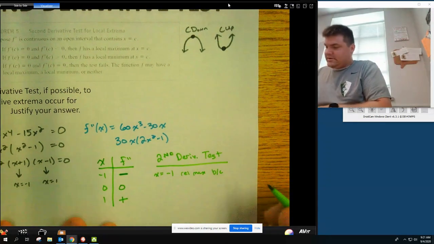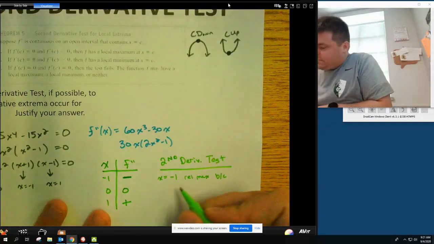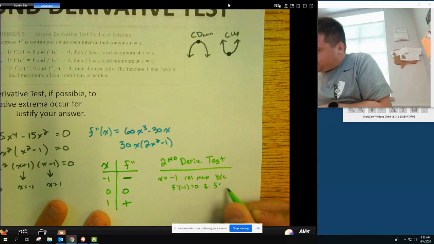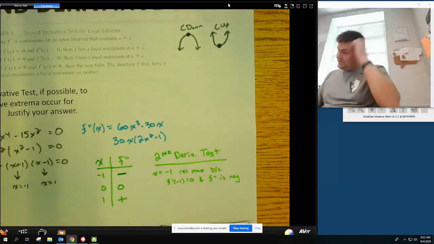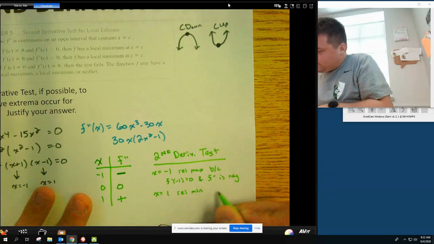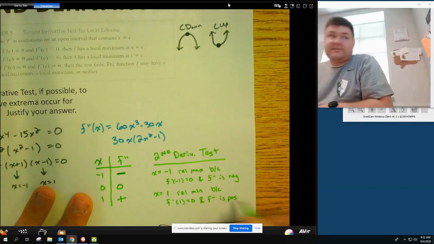because, and I'm just really going to go up here and restate this for the most part, f prime of -1 equals 0, and f double prime is negative. And that's all you need. And then x equals 1 next is a relative min, because f prime of 1 is equal to 0, and f double prime is positive.